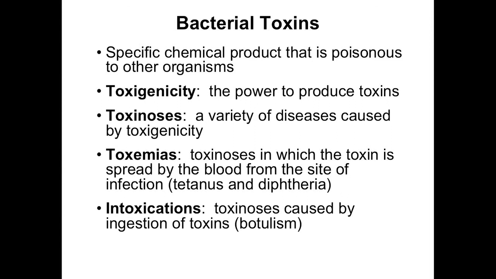So bacterial toxins are specific chemicals produced that are poisonous to other organisms. These aid in the killing of the host cells. By killing the cells, they release their goodies, and the bacteria get to take in all the goodies. So toxigenicity is how powerful a toxin is. Toxinosis is a variety of diseases caused by toxigenicity. Tetanus is a good example of this.